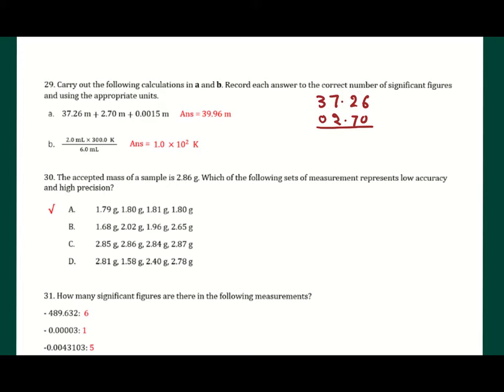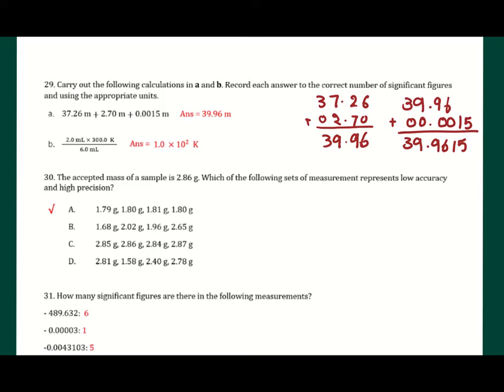So this will be 39.96. And then you need to add this number: 39.96 plus 0.0015 will equal 39.9615. This is our correct answer.